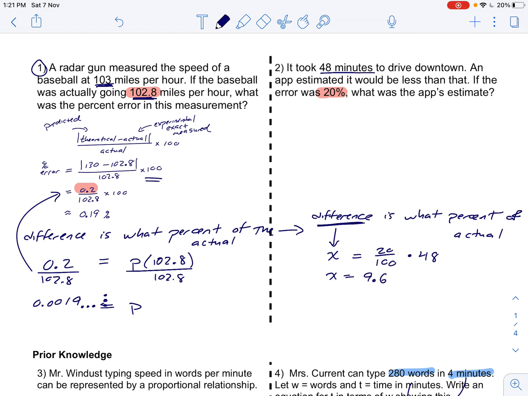Now 9.6, remember, is the difference. So if it actually took me 48 minutes, but the app was estimating something less than that, I need to take 48 and take away the 9.6 because the 9.6 is the difference. So 48 minus 9.6 gives me 38.4 minutes. This would have been what the app was predicting. So those are two examples. Hopefully that makes it a little bit clearer. But if there's one of those you really need to make sure you know how to do, it is number one, because that's what you're going to be assessed on.